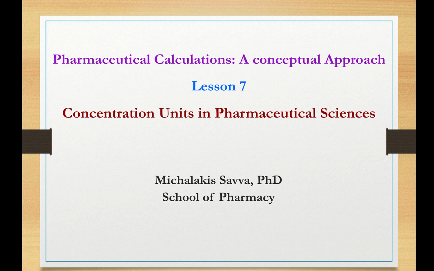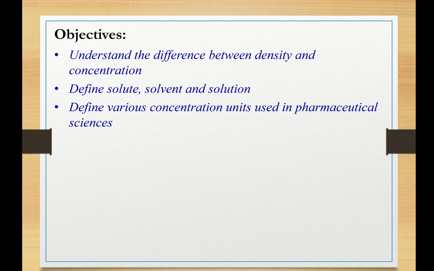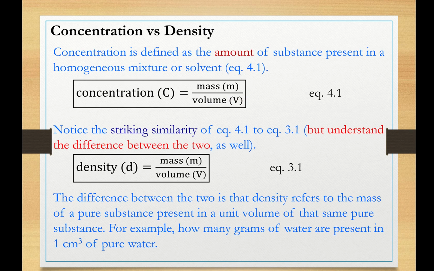Welcome to Pharmaceutical Calculations, a Conceptual Approach, Lesson 7, Concentration Units in Pharmaceutical Sciences. Our objectives today are to discuss the difference between density and concentration. As a reminder, density and specific gravity were extensively discussed in Lesson 6. Then define solute, solvent, and solution, and finally go through some of the concentration units commonly used in pharmaceutical sciences.